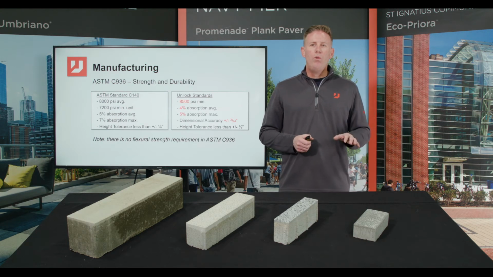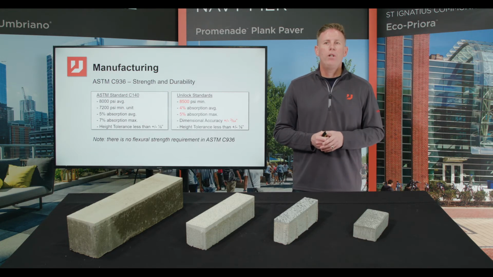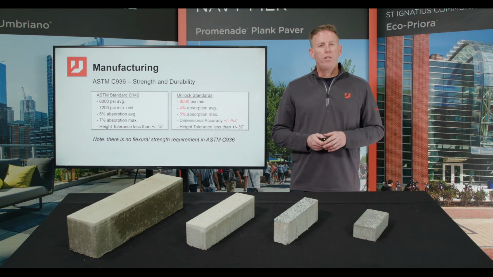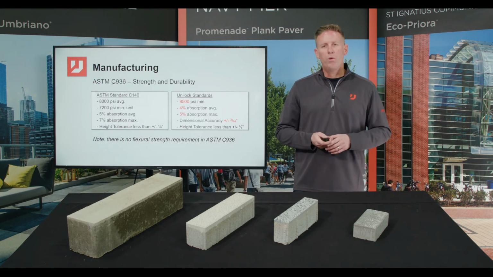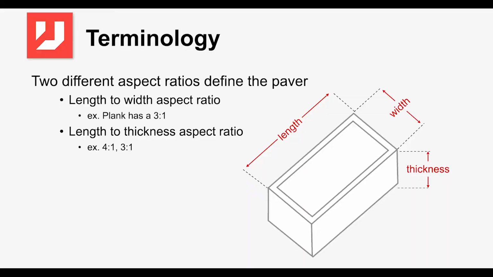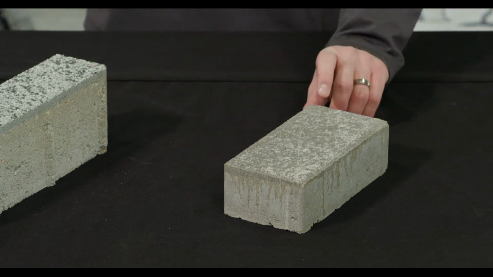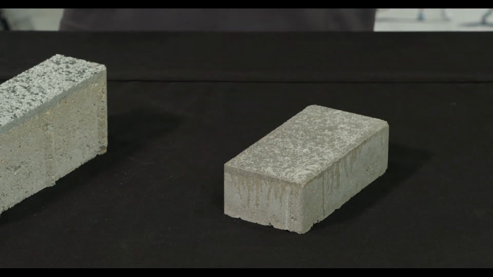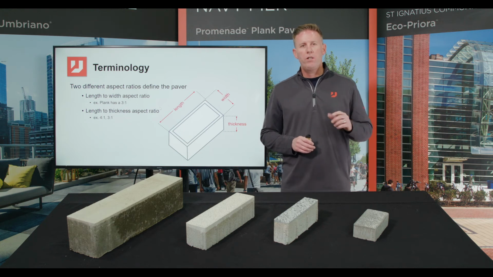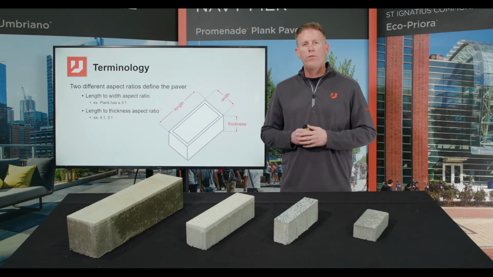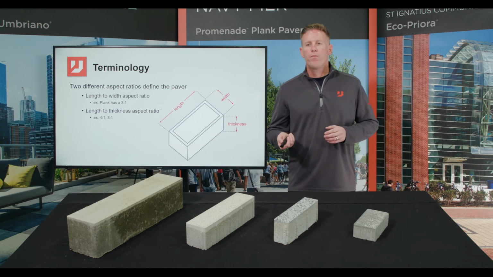But there is no flexural strength requirement for ASTM C936, which is how well that paver is going to work when you put heavy-duty applications on it. Now there's two different aspect ratios we want to talk about. There's the width to length aspect ratio and the thickness to length aspect ratio. We're going to focus on that thickness to length aspect ratio. That's most important for heavy-duty applications.